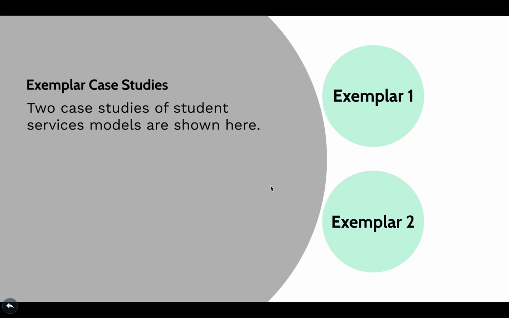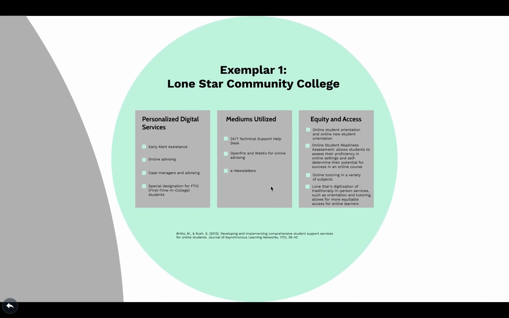So during the review of the literature used in this presentation, there were obviously several exemplars in the provision of student services, but for the sake of brevity, I've chosen just two: Lone Star Community College and Rio Salado Community College. Lone Star Community College is based out of Houston, Texas, and is noted as an exemplar for online student services. An overview of Lone Star's student services framework reveals three overarching categories in their provision process: personalized digital services, the mediums utilized by the college, and its equity and access dedication.